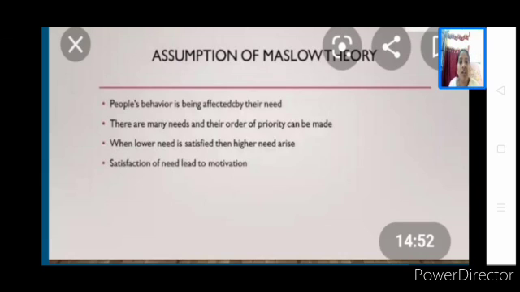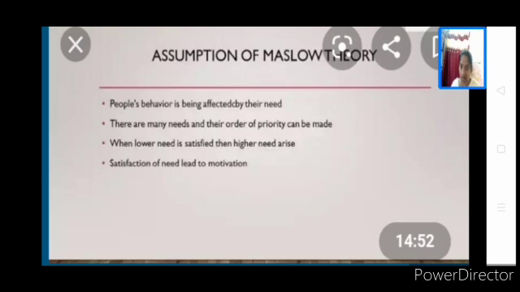Next, when a lower level need is satisfied, then a higher level need arises. Unless and until you are satisfied with the lower level need. For example, we started with the physiological needs. Unless the physiological needs are satisfied, no employee, no human being will focus on the security needs. Unless security needs are satisfied, no one looks for the social needs.